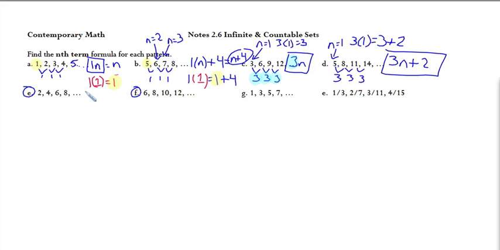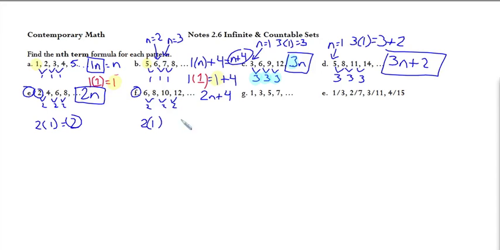All right, for letter E, you should have gotten 2n. The reason? This goes up by 2. When you plug 1 in for n, it gives you 2, which is our first term, so there's no need to add or subtract anything else. For letter F, you should have gotten 2n plus 4. The reason? We're going up by 2. And when you plug 1 in for n, you get 2, and how do we get up to 6? You have to add 4. So that's where that plus 4 comes from.